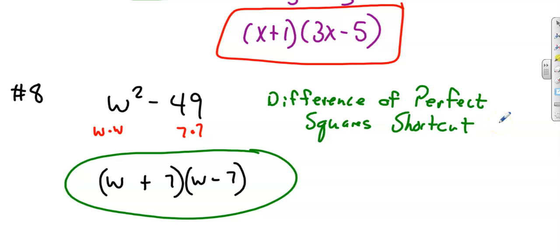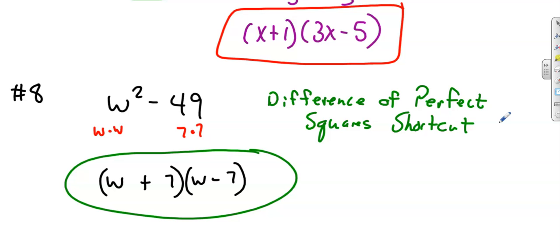Okay, and with 2 terms, that's really the only 2 options you get. Either there's a greatest common factor, or it's the difference of 2 perfect squares. There's no other ways that you can factor anything with 2 terms.